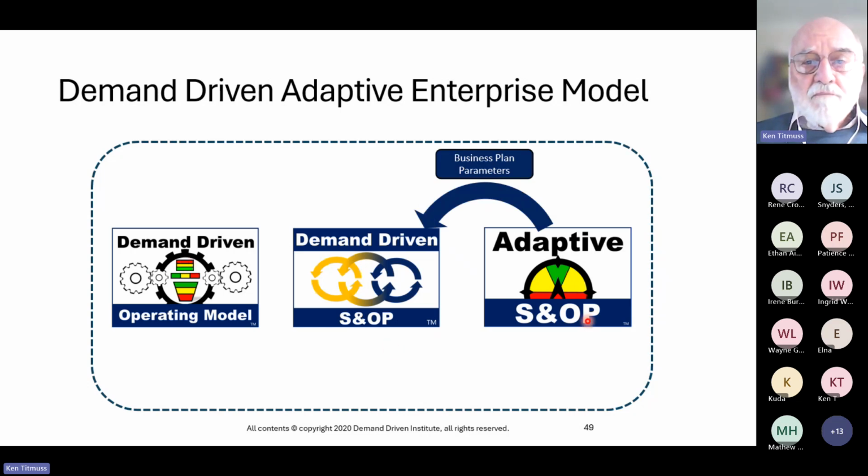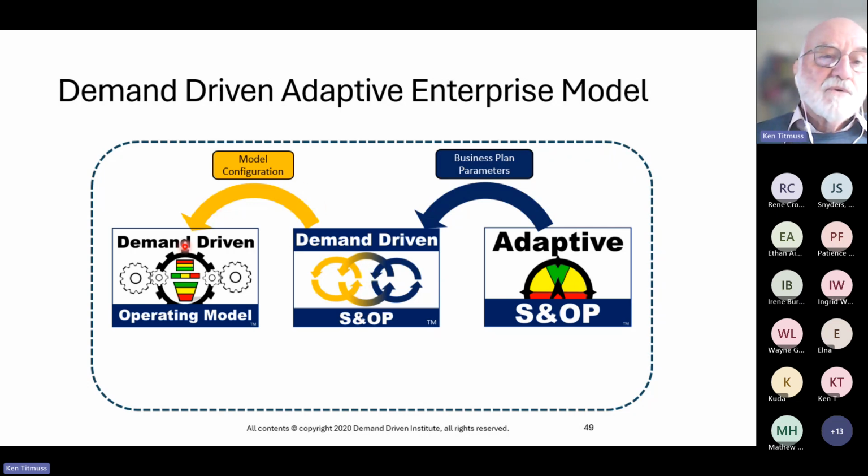So the adaptive S&OP strategic portion of this model then sends business plans and parameters down to the demand-driven S&OP. This is your tactical point down here. We then create model configurations and master settings, and we send those down to operations. We then get feedback, variance analysis. Now you'll notice that the logo in the middle here, this demand-driven S&OP logo, is gold on the one side and blue on the other side.